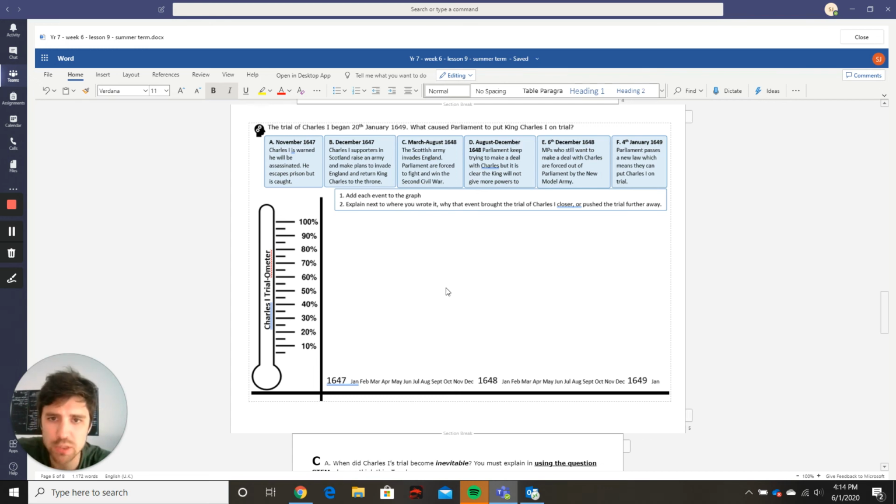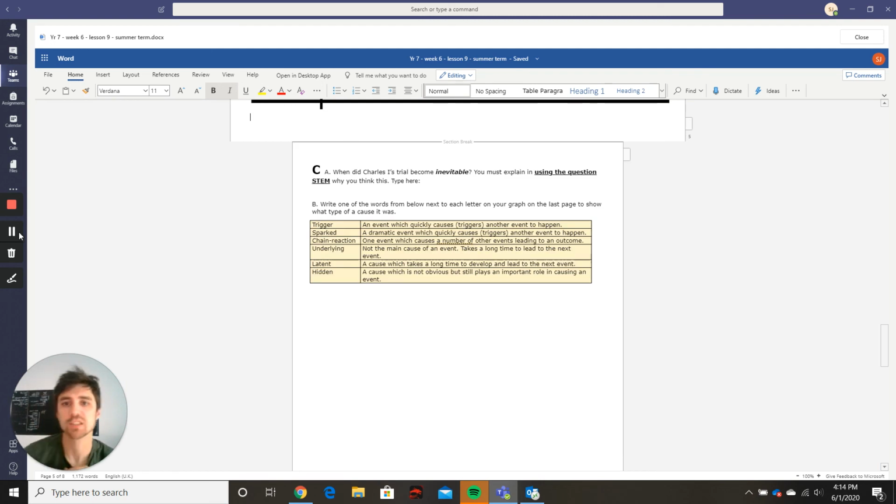Now, once you've plotted each of your events on this graph, you're going to have lots of space. So next to that, as it says in number two here, you're going to explain why you wrote that letter in that position. Why did that event bring the trial of Charles I closer or push the trial of Charles I further away? I think you should get the idea. This task should take you about 5 to 10 minutes. So pause the video here, write it out on paper or print it, and complete the graph task now. Sorry, should have said, there's also a challenge on the next page that you can do if you finish. Pause the video, complete the task.